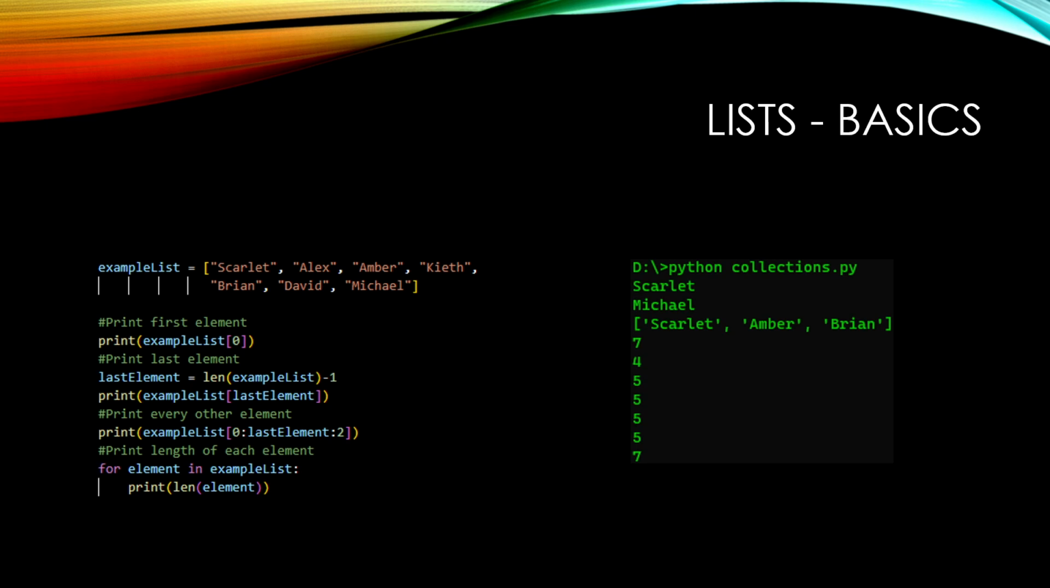So we see Scarlett, Amber, Brian. Actually, it should print Michael here, but it doesn't because we are excluding the last element. What we should have done was just left that space between the colons blank.